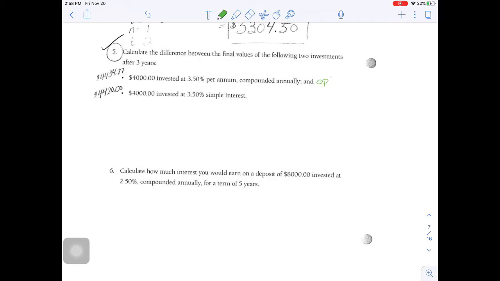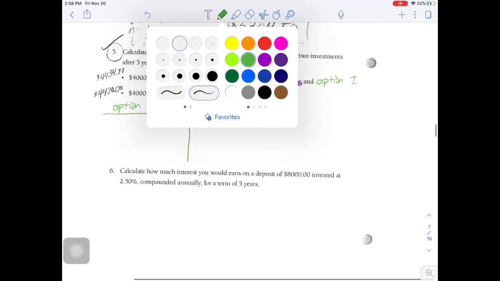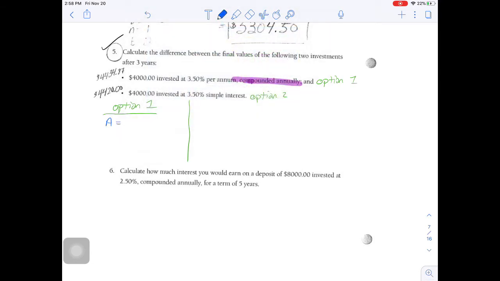So I'm gonna call this option 1, and I'm gonna call this option 2. So let's figure out which one's better. Let's go with option 1 and see what it results. So again, list everything you have. So first of all, we're compounded annually. As soon as you see this, you know you're going to use your new equation that you just learned. That is A equals P times (1 plus R over N) to the power of N times T.